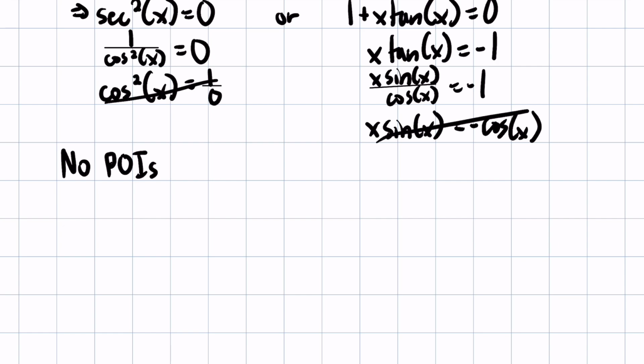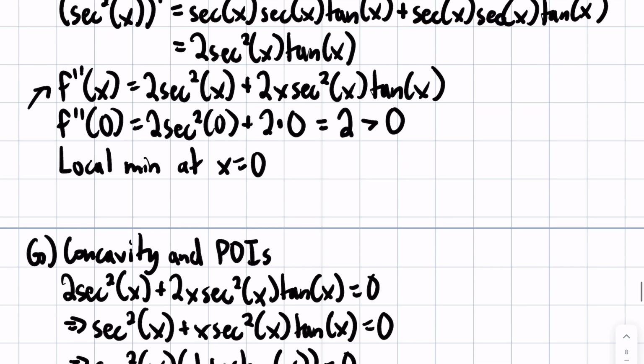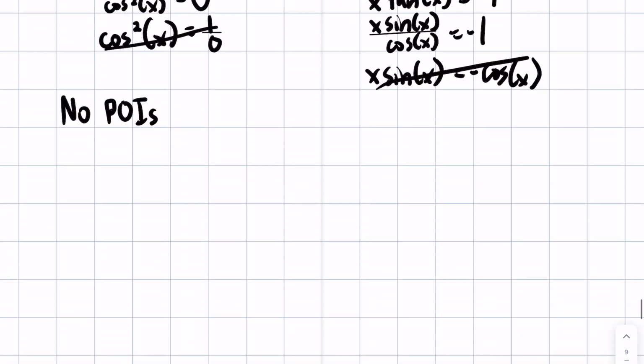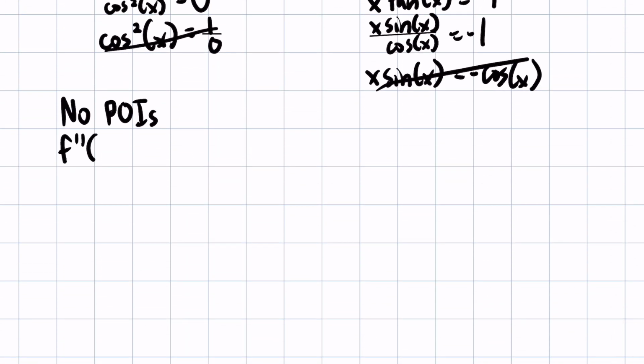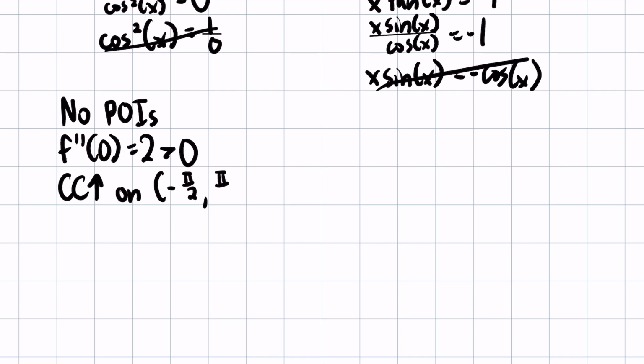So if we find f double prime of any number in our domain, then the sign of the result is going to tell us the concavity of the whole function on the whole domain. So we already found f double prime of 0 equals 2 in the last step. F double prime of 0 equals 2, that's positive. So we're going to be positive everywhere on the domain, which means our function is concave up on the whole domain from -pi/2 to pi/2.